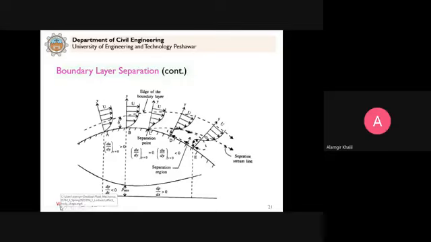Because of this separation point here, there will be recirculation here. And after this point, all the streamlines will move in this direction. This is the recirculation that will be developed here, which you saw in the video also. So this is how the boundary layer separation takes place. This is the mechanics behind the boundary layer separation.